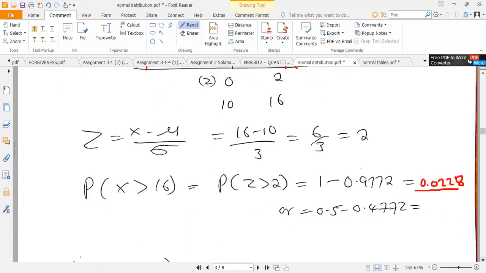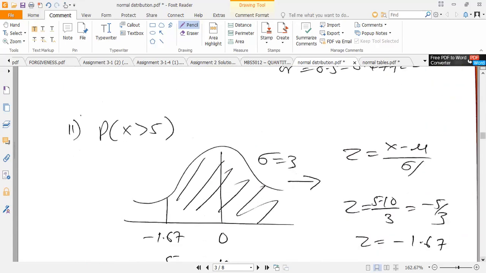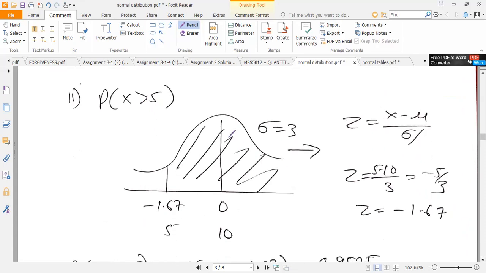All right, let's try this one here. X is less than 5. Step number 1, identify where the 10 is. The 10 is at the same point as 0. So 10 is our mean. Our standard deviation is 3. Then let's locate where the 5 is. 5 is on the left side of 10, so we identify our 5 here.